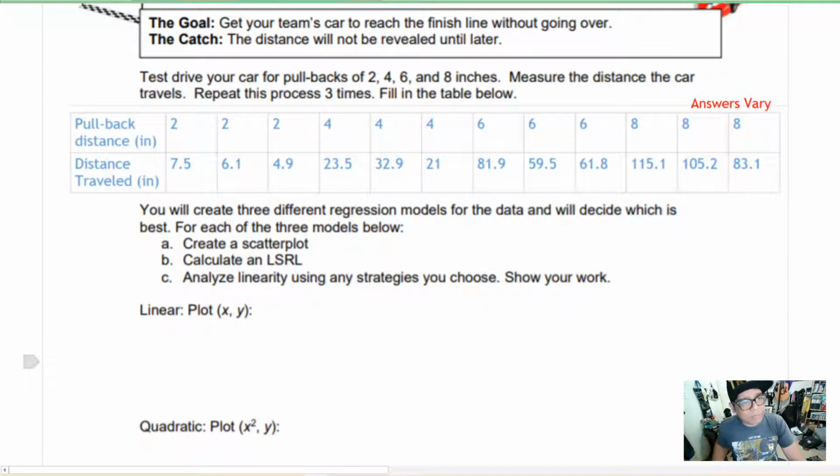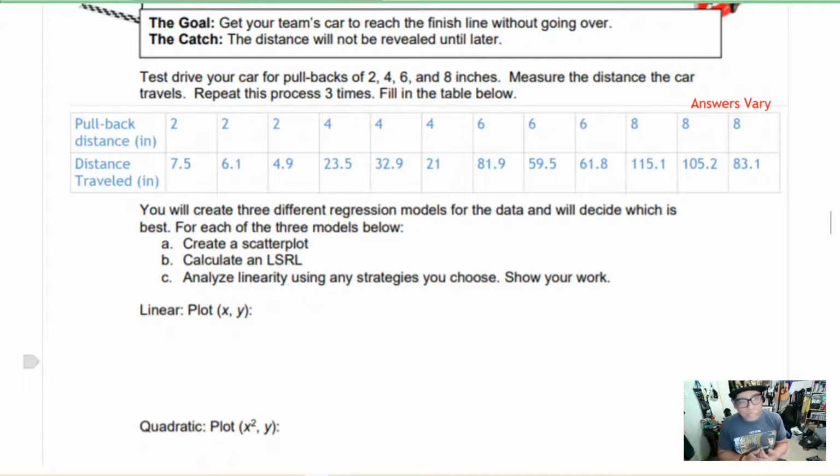So that's pretty disparate values right there. When I pulled them back 4 inches, the first time it went 23.5. Second time it went 32.9. Last time it went 21. So that's pretty consistent for the 4 inch. 6 inch: 81.9, 59.5, and then 61.8. Getting a little bit less consistent here. And then when we pulled it back 8 inches, we got 115.1 inches, 105.2 inches, and then 83.1 inches. I don't know what happened there, but it just didn't go that far.